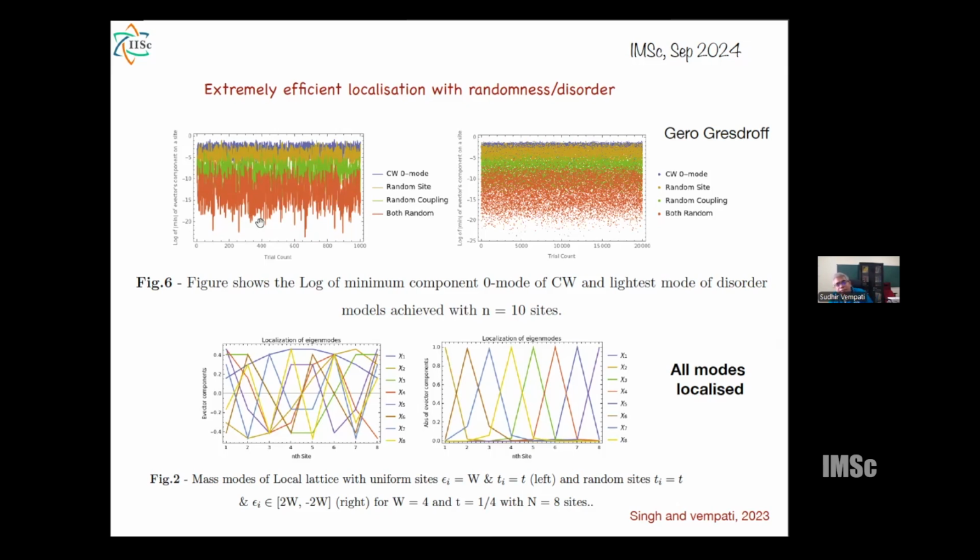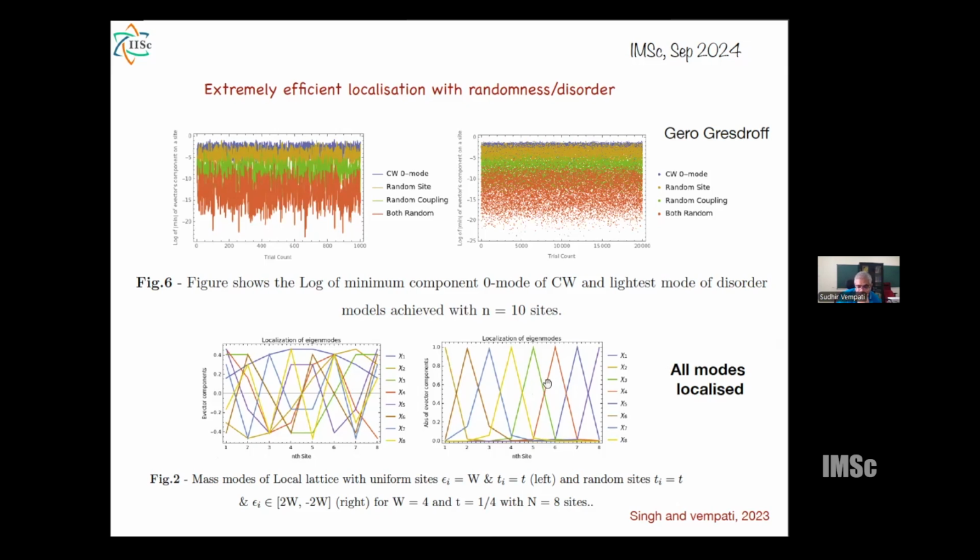To begin with, I'll start with neutrino masses and everything, but first a little bit more exploration of the localization. On the left-hand side here, I just want to show you how things look if I set all of them to be uniform. The modes are completely delocalized, so you can plot them on the sites and they're completely delocalized. Whereas in the presence of disorder or randomness, they're completely localized, as on the right-hand side.